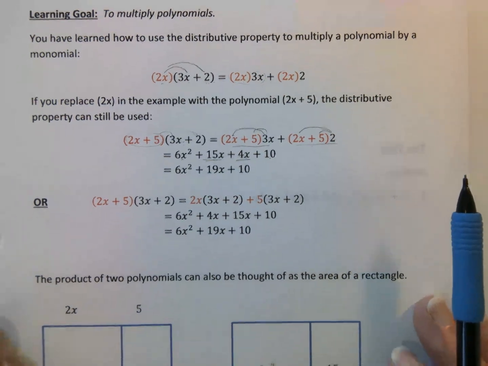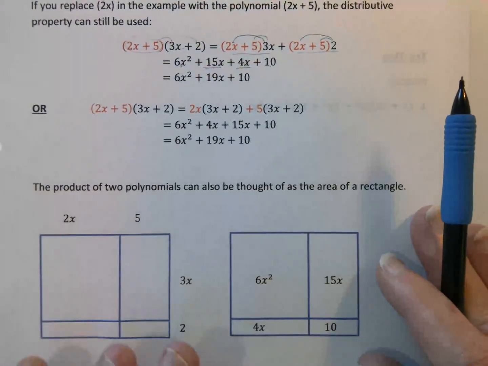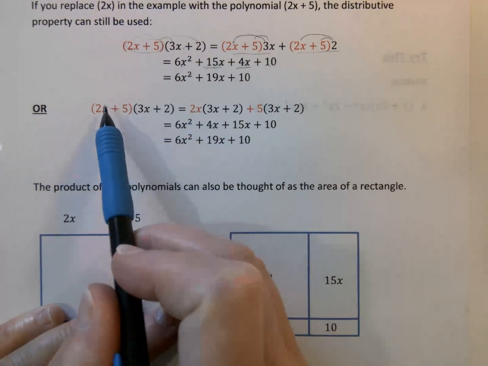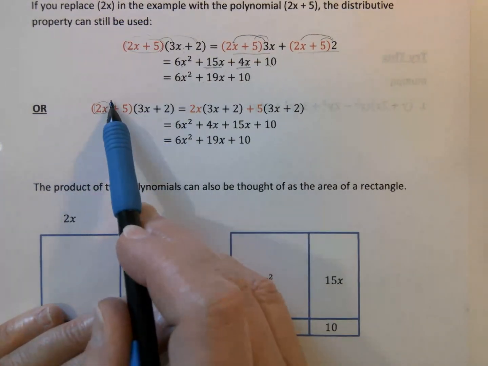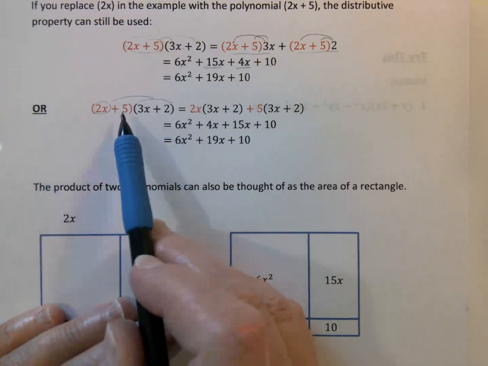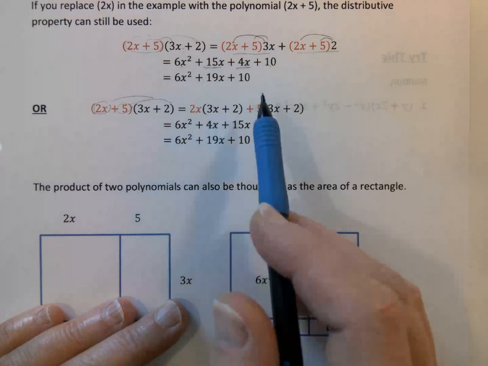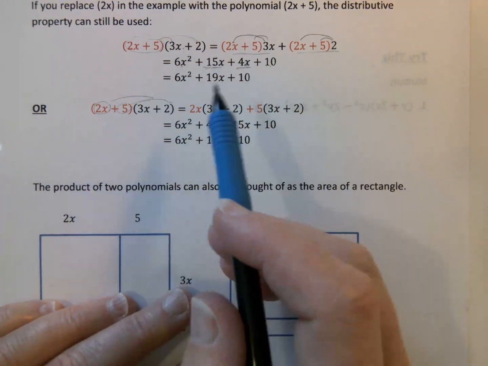Okay, so if we look at this again, this time we're looking at it kind of backwards. In this case, we're saying we're going to take this and we're going to multiply it by this whole thing. And then we're going to take this and multiply it. So here I've broken it up differently. It's going to give me the same answer, but I've broken it up differently.